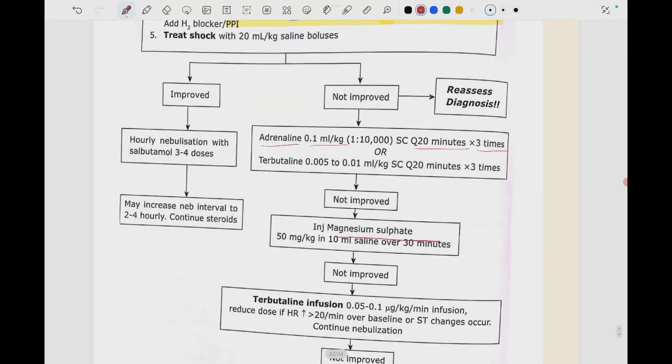Even after giving adrenaline, if the patient has not improved, then we can give injection magnesium sulfate in the dose of 50 mg per kg in 10 ml saline over 30 minutes. So first we gave nebulization. If the patient has not improved, then we gave adrenaline. Then we gave injection magnesium sulfate. And the magnesium sulfate dose is important to remember, that is 50 mg per kg in 10 ml saline over 30 minutes.